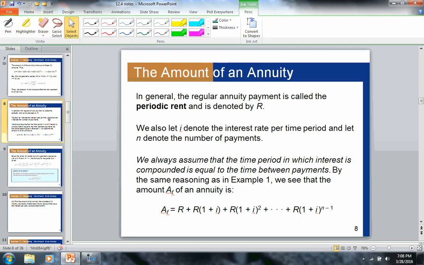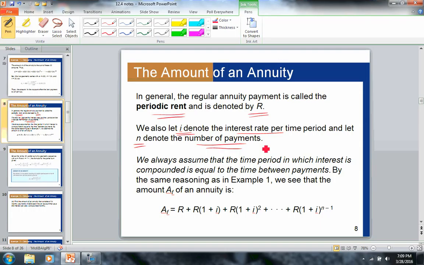So a regular annuity payment is called the periodic rent, and that's going to be noted by the capital R. So we're getting close to coming up with an equation here for an actual annuity. Now they're going to introduce these new variables. We have our periodic rent, that's our R. And then we're also going to have I for our interest rate. And then we're going to have N for the number of payments. Now when we're dealing with our interest, we might have to do an extra little step, but I'll explain that as we get through our examples.